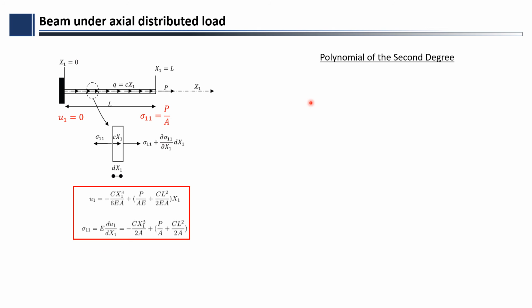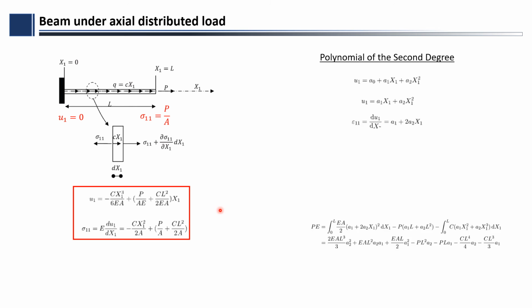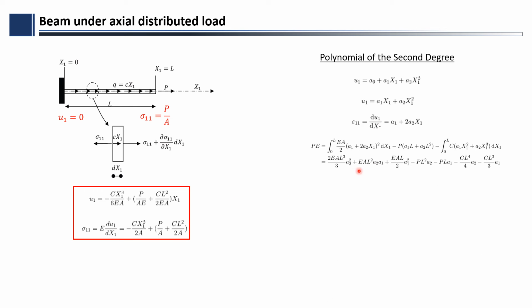Now let's assume a second degree of polynomial function as the displacement function. Basically, it follows the same steps. Step 1, we assume a polynomial function. Then we introduce some unknowns, a0, a1, and a2. Then we apply boundary conditions and simplify the displacement function. Next step, we write the potential energy of the system and then express the potential energy in a form of a1 and a2.